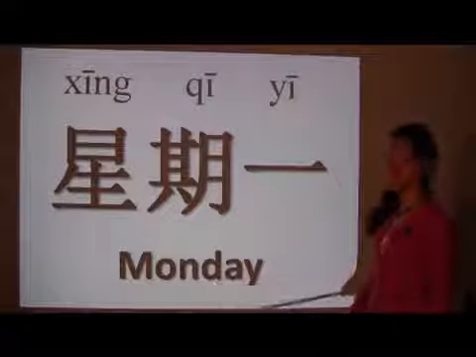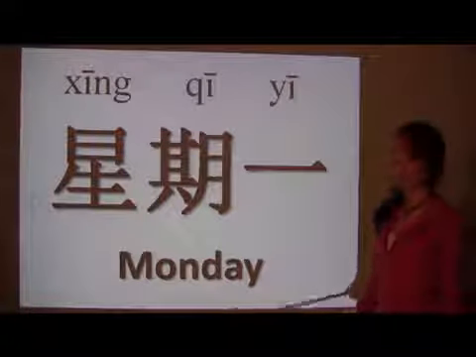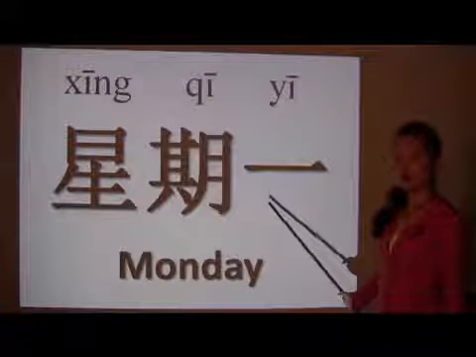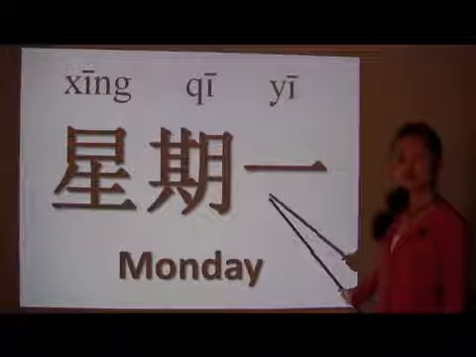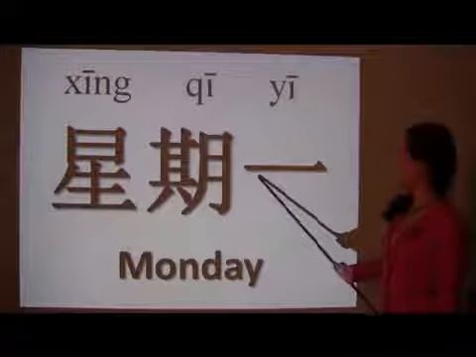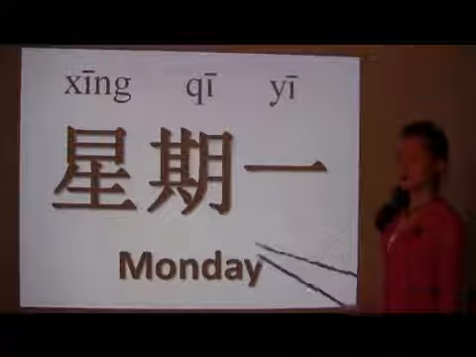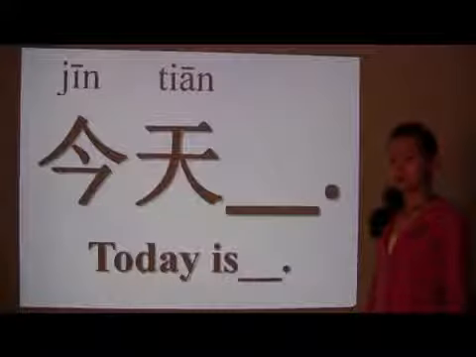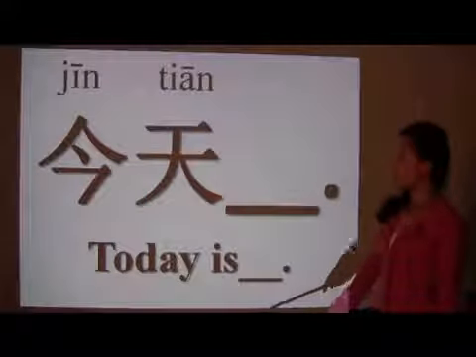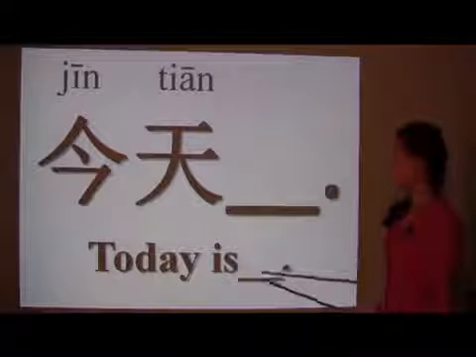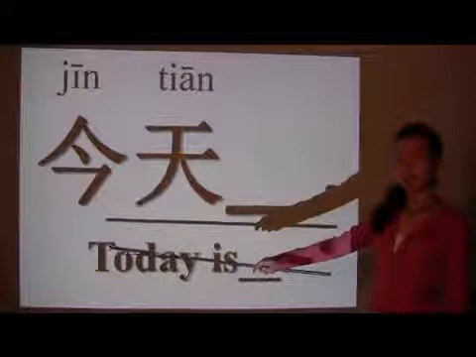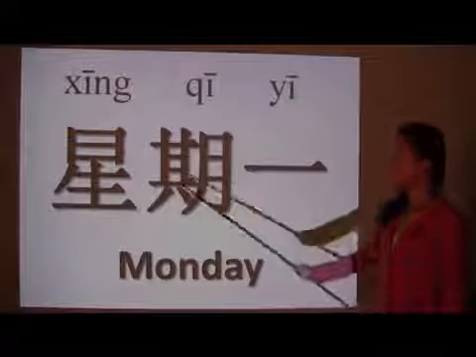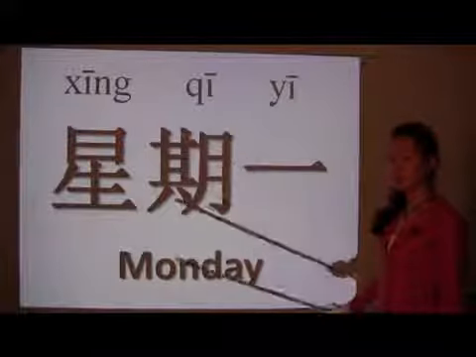Now, Monday. You're going to notice a pattern really soon. Monday is 星期一. In Chinese, you would be saying the first day of the week. That's why 一 for 1 is in Monday. 星期一. Now remember this slide where you say the day? So you could say today is Monday. And to put it together, you would say 今天星期一 to reply to a question.